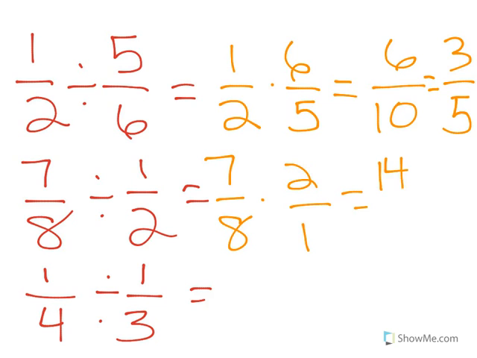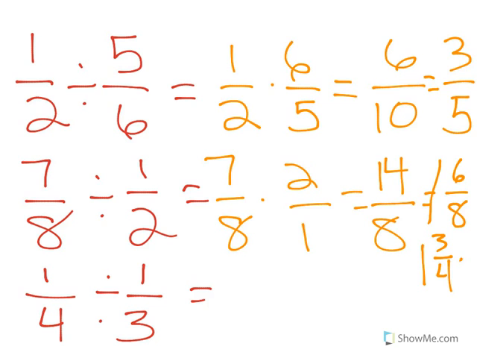7 times 2 gives me 14, and 8 times 1 gives me 8. If we want to change it into a mixed number, it becomes 1 and 6/8, and then you can reduce 6/8 if you would like to 1 and... oh, not 4. 1 and 3/4.